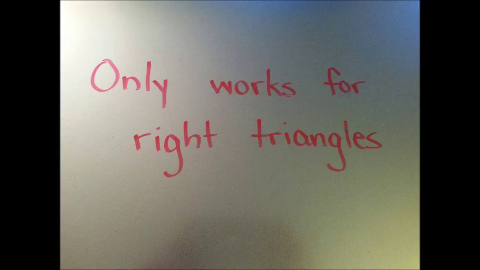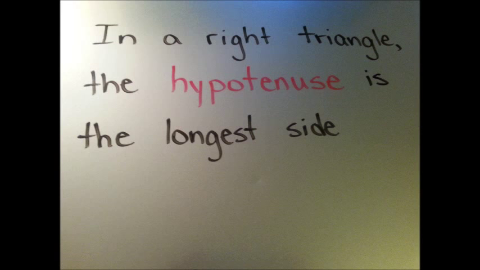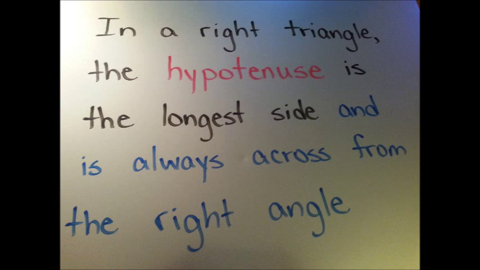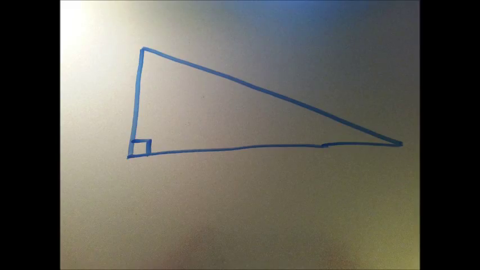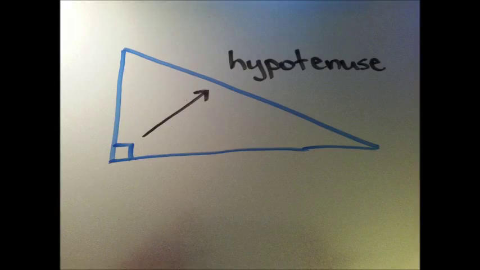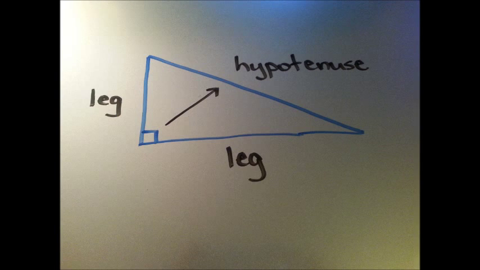That's because the Pythagorean Theorem relates to the hypotenuse, and a hypotenuse only exists in a right triangle. In a right triangle, the hypotenuse is the name that we give the longest side, and it's always across from the right angle. So if we take a look at this triangle, we can tell it's meant to be a right triangle because of this symbol, and that symbol points to where the hypotenuse is. The other 2 sides of the triangle are called its legs.